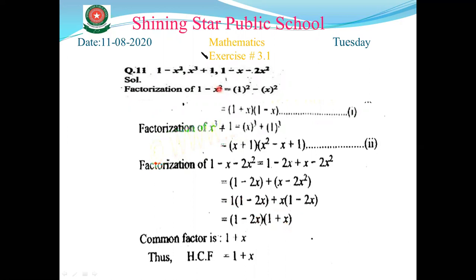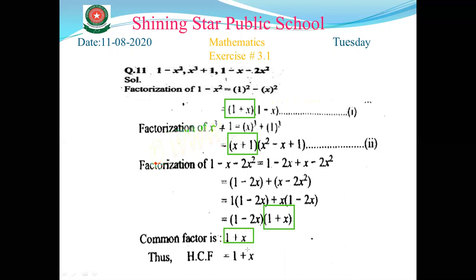So if we check in the first equation, we have 1 plus x. In the second equation, we also have 1 plus x. And in the third equation, we have 1 plus x. It means the common factor is 1 plus x, and the HCF, highest common factor, is also 1 plus x.